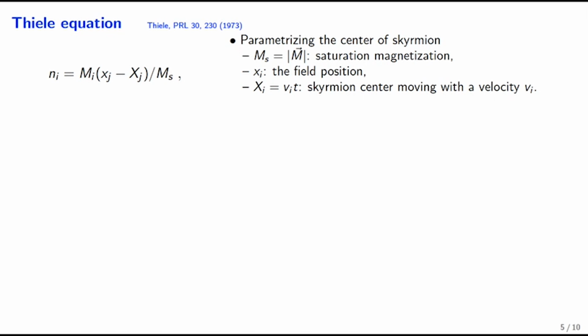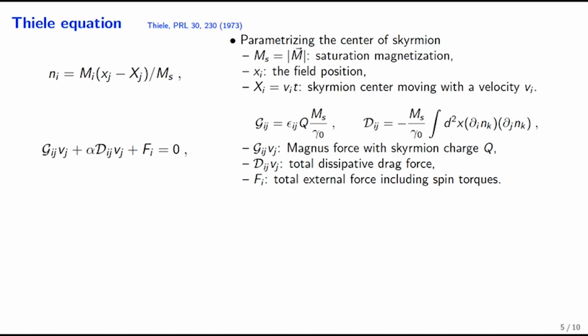In the rest of the talk, I will focus on the TL equation that describes the motion of the Skyrmion center. Small n is a normalized magnetization vector, and Ms is the saturation magnetization. TL considered the center of the Skyrmion, capital Xi, that is moving with the velocity vi.